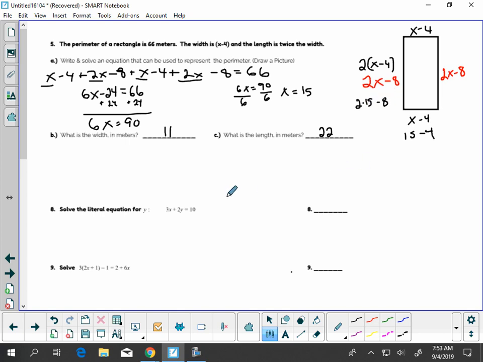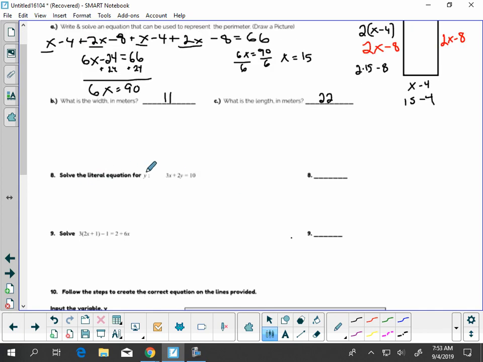All right, solve for the literal equation y. I want to get that y by itself. Start by subtracting 3x. And when you do that, you're going to get 2y equals 10 minus 3x. That y is still not by itself.